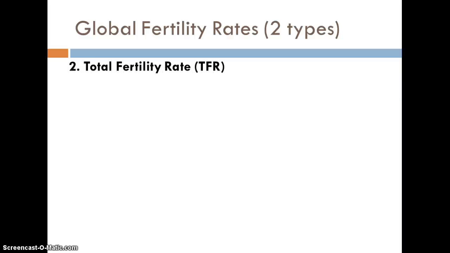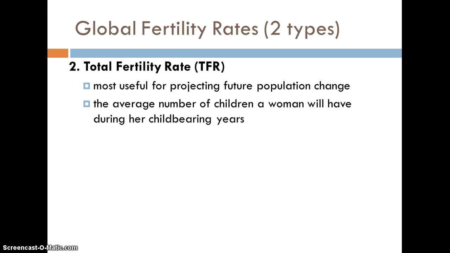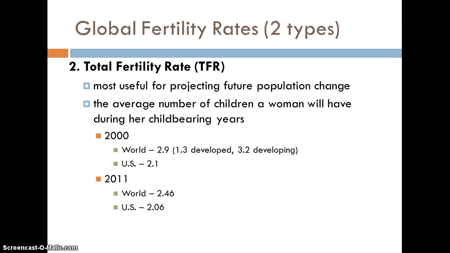Now, the second type of global fertility rate is total fertility rate. That's what we use to project future population change, but that's the average number of children that a woman will have during her childbearing years. And in 2000, in the world, it was about 2.9, and you can see developed countries was 1.3, so even lower than replacement level fertility, whereas developing countries was much higher. The U.S. was 2.1, so we were right at replacement level fertility.